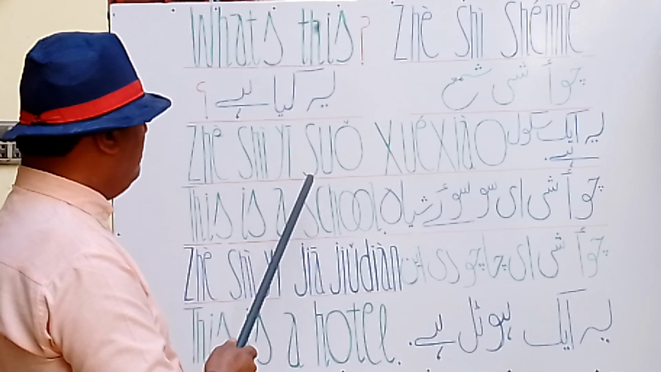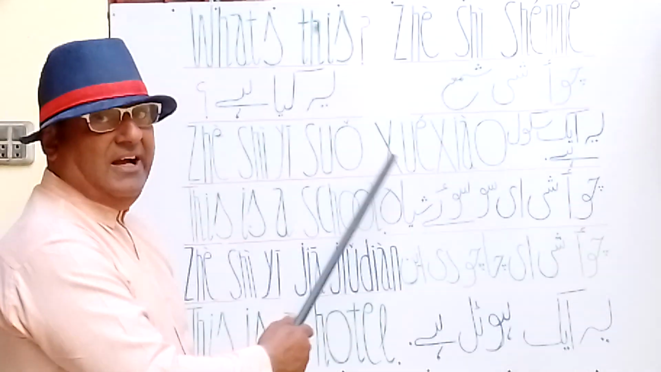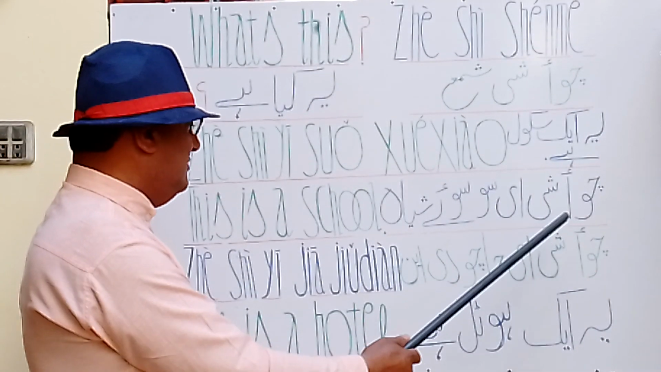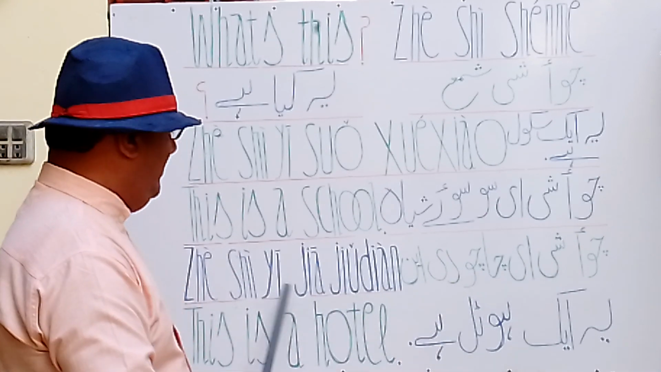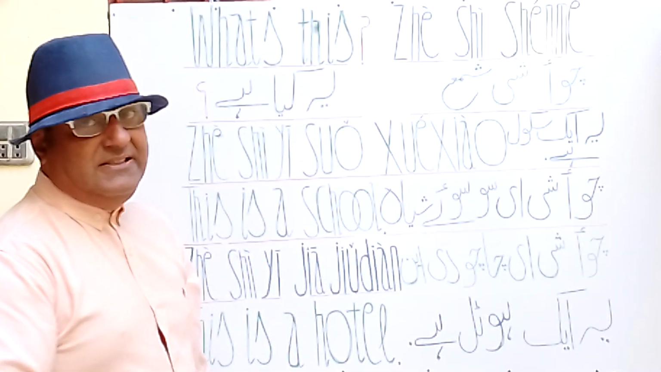Next one is chua shi so suecia. This is a school. And next one is chua shi cha chu dien. This is a hotel.